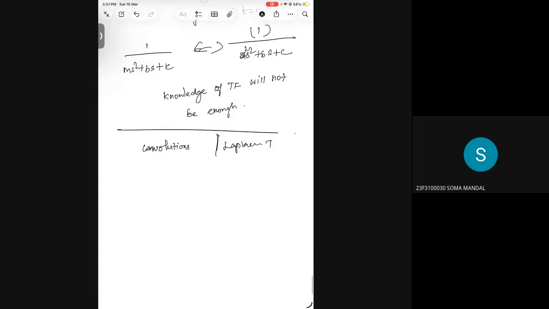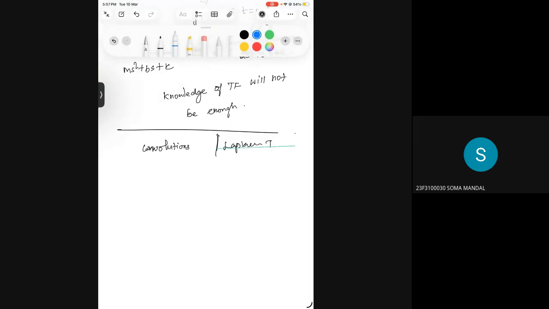Convolution and Laplace transform is essential. So in Laplace transform, study how to convert differential equations to Laplace and transfer function as we did today. S square Y of s formula. What else is important? The general Laplace transform formulas.